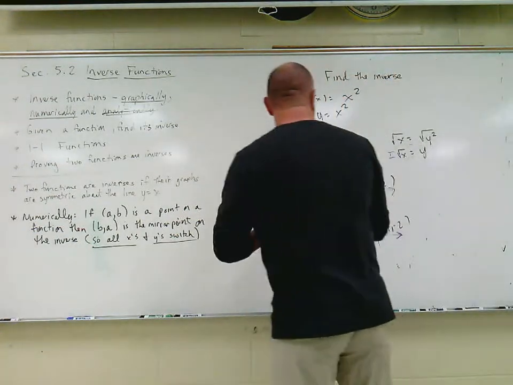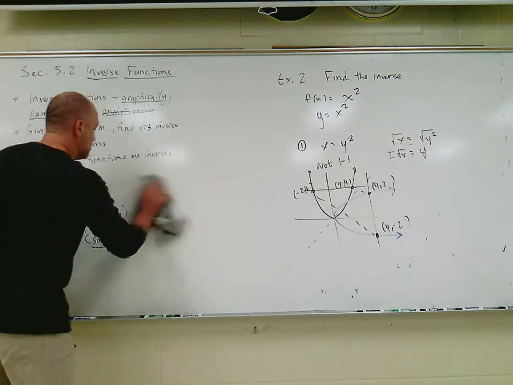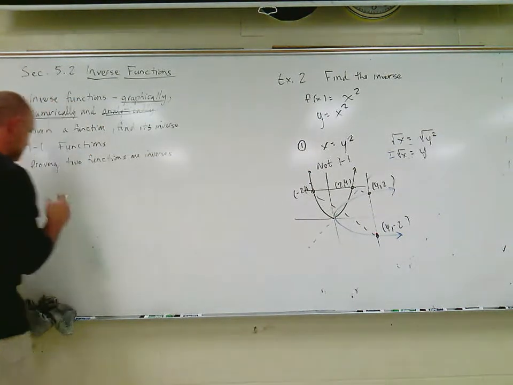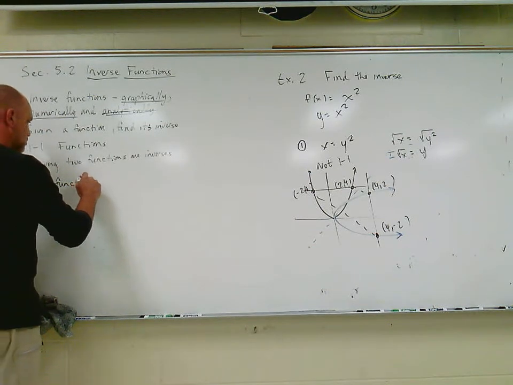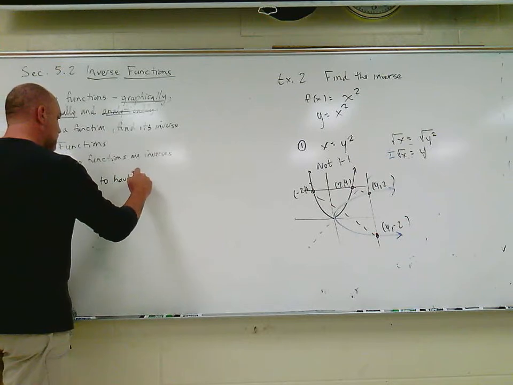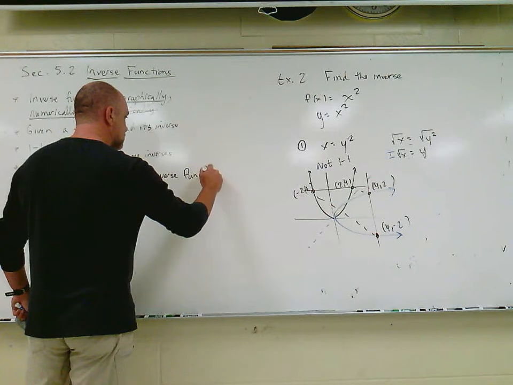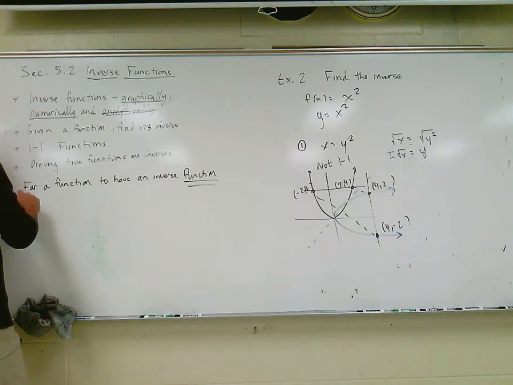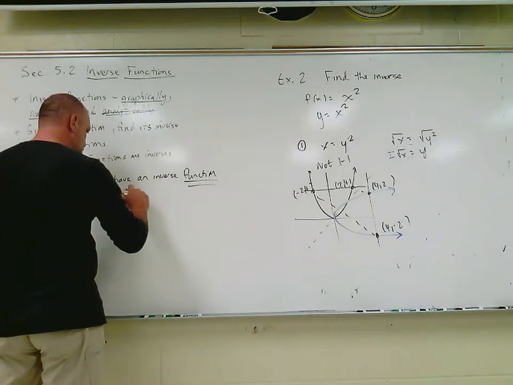So let me first write that out. I'm going to erase these notes here because I just need room to write. So for a function to have an inverse function, and I'm going to underline function, inverse function, double, the original function must be 1 to 1.